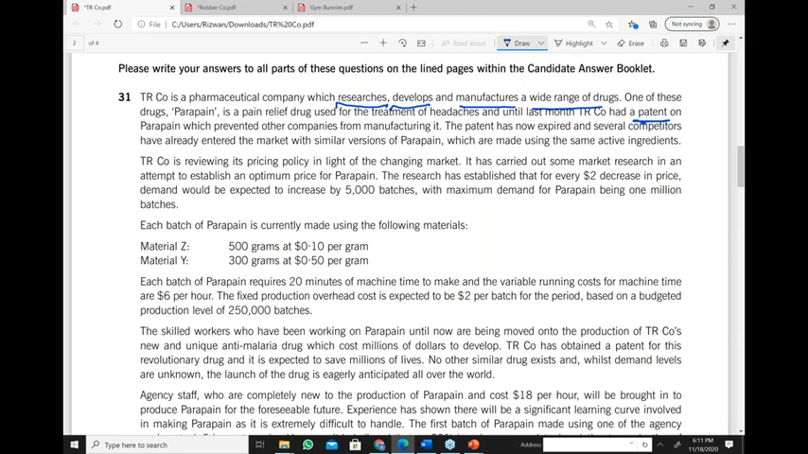Okay. The patent has now expired, and several competitors have already entered the market with similar versions of paraffin, which are made using the same active ingredients. TR company is reviewing its pricing policy in light of the changing market. It has carried out some market research in an attempt to establish an optimum price for paraffin. The research has established that for every $2 decrease in price, demand would be expected to increase by 5,000 batches, with maximum demand for paraffin being equal to 1 million batches. Okay, right.